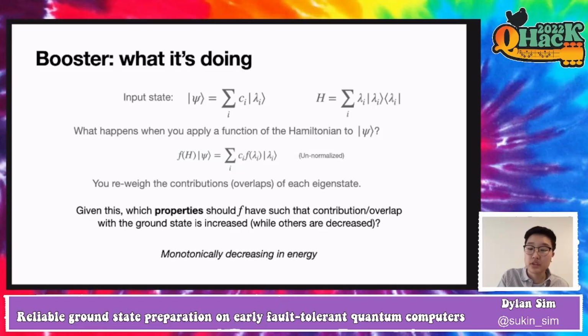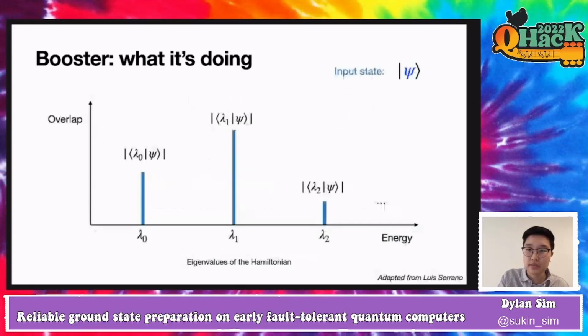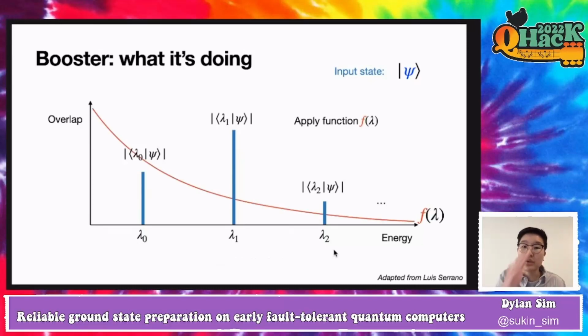To describe this in a more visual fashion, given some input state psi, I thought about plotting the overlaps with each eigenstate ordered by the magnitude of the eigenvalues. Suppose your input state looks something like this. You have some ground state overlap that's shown on the left, as well as overlaps with other eigenstates. And suppose now that you apply some sort of monotonically decreasing function of the Hamiltonian f to this input state.